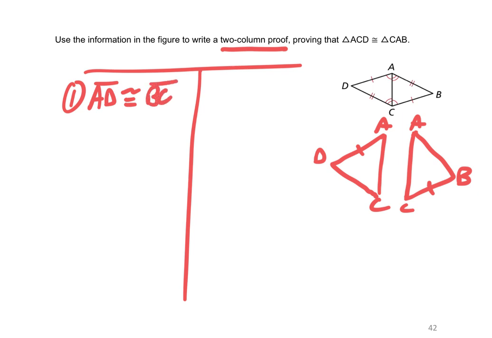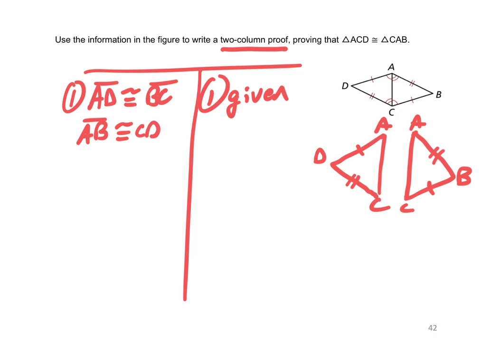That is one way to give or provide information because it's marked, okay? It doesn't actually come out and say that, but it's marked. So that is given information. We have lots of given information here. I'm going to put all of that on step one. There's no reason to write it as a bunch of individual steps. We also know that AB and CD are congruent. Okay, what else?